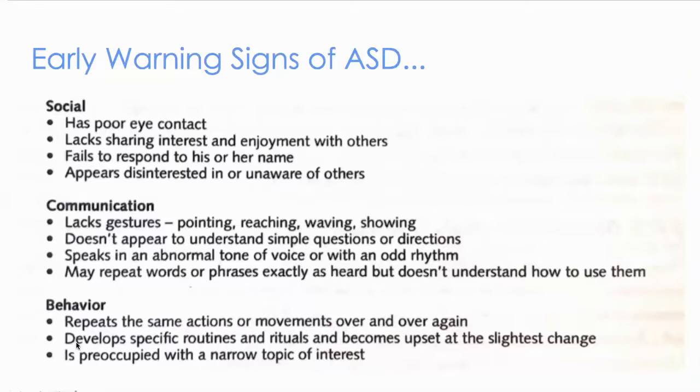Is preoccupied with a narrow topic of interest. Kids with autism have something called special interest areas. There are some strengths to that because kids can become very, very knowledgeable on a subject, which is great.